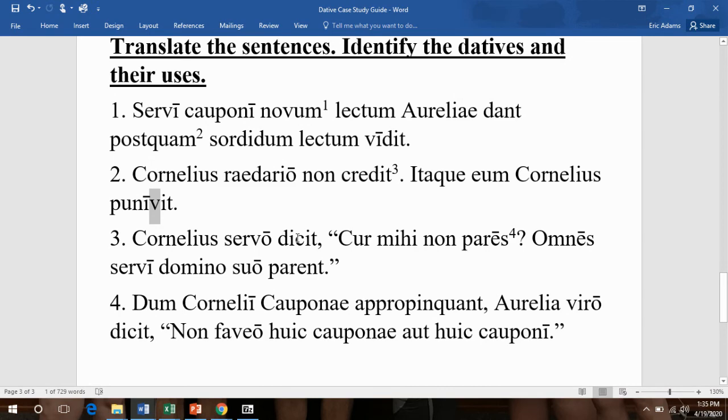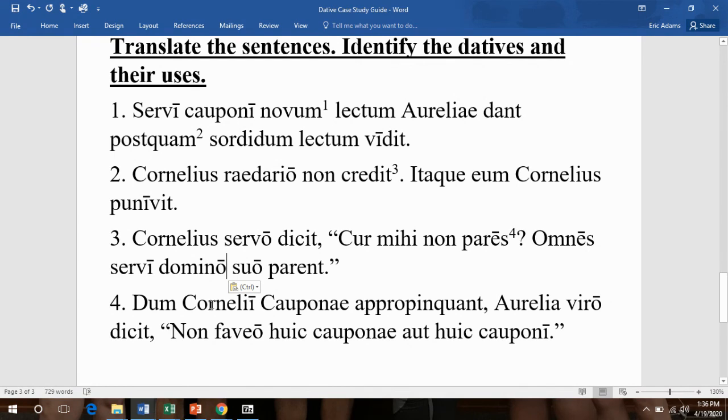Cornelius, servo, slave. Dicit, say or speak. Dico, dicere, dixi. Dix would be, of course, the perfect stem, so this is a present stem. Why, cur, mihi is "to or for me," or just "me" if it's the object of a special verb. Pariso, glossed, it is from pareo, parere. Omnes, all, servi, slave, domino suo. And let me go ahead and fix this to make it to where it is. There we are, long O. Domino is master. Parent is the same as parent, it means to obey.